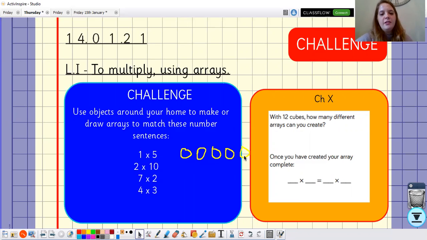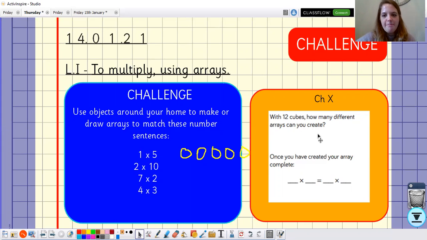So you may want to either arrange that using objects around your home or draw them on a piece of paper. It's your choice. Okay, so once you've done those number sentences, again, you may want to come up with your own number sentences to draw or make arrays to match. But once you've done that, for your challenge X, it says with 12 cubes. Now, if you don't have cubes at home, that's okay. You can use something different, teddies, pencils, whatever you like.